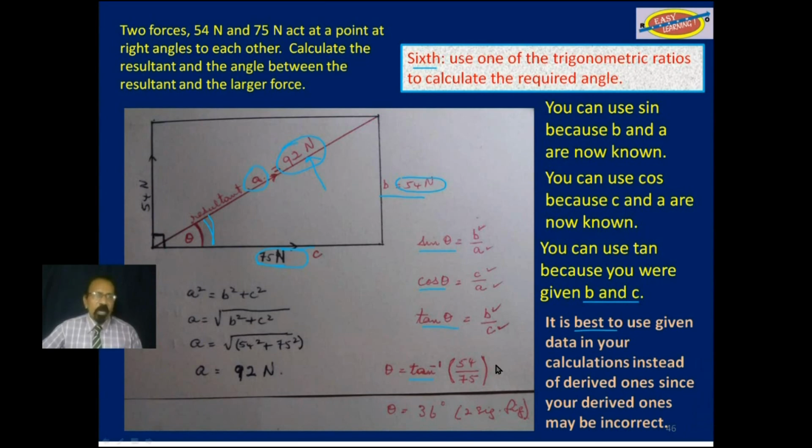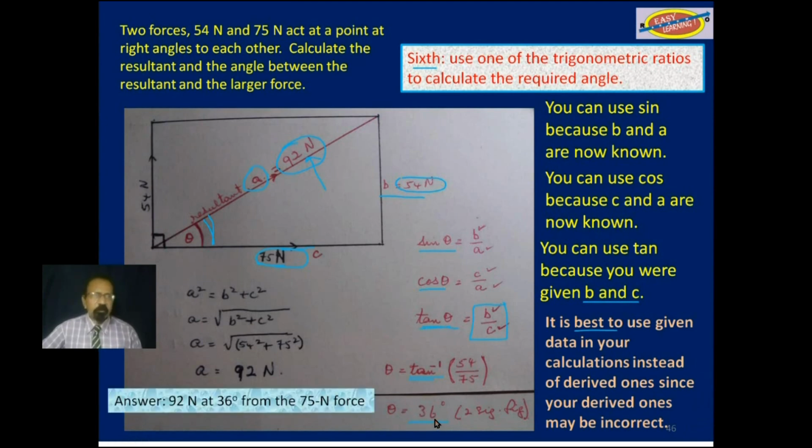And so we find that tan theta is equal to B over C, which is opposite over adjacent. Theta is equal to inverse tan, B over C. Substitute that, and we get 36 degrees. So our answer is 92 newtons at 36 degrees from the 75 Newton force.